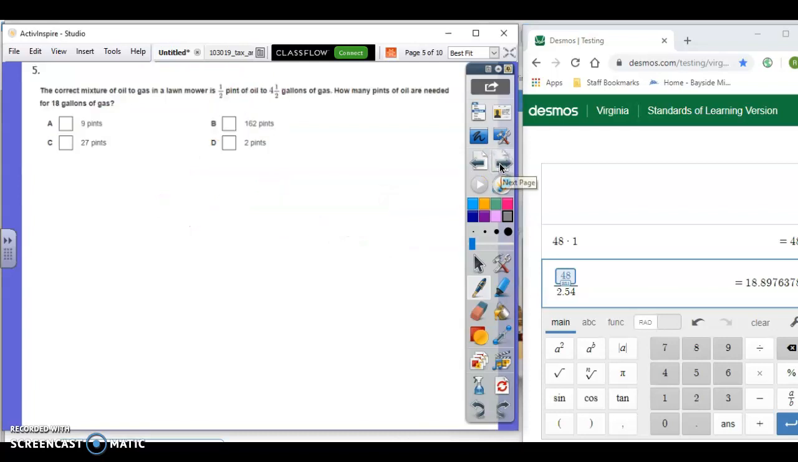Number 5. The correct mixture of oil to gas in a lawnmower is half a pint of oil to 4.5 gallons of gas. How many pints of oil, so that's my X, are needed for 18 gallons of gas? So we're going to have a line for gas and a line for oil. So at first it says a half a pint of oil, so I'm going to change that 1/2 to 0.5. And it says 4.5 gallons of gas. So I know 4.5 is just 4.5.